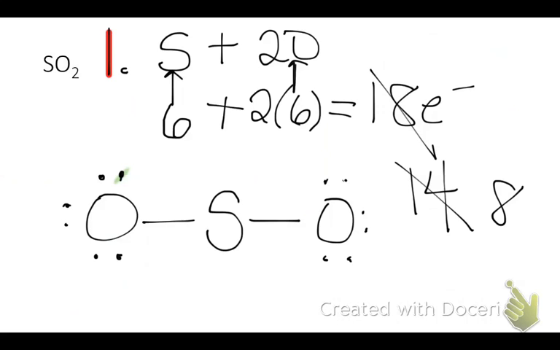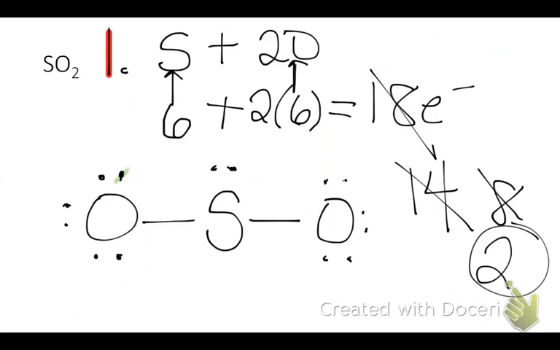Now you notice I didn't even touch sulfur. I have not touched sulfur yet. So make sure that when you're doing this, you start from the outside. Don't worry about sulfur until the very, very end. Now I used up 6 more, so I have 2 left. So who are these 2 electrons going to go on to? Very good. You're going to go on to sulfur.